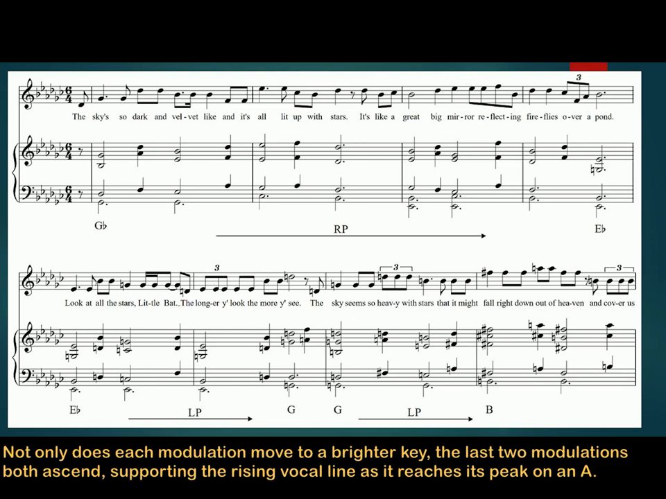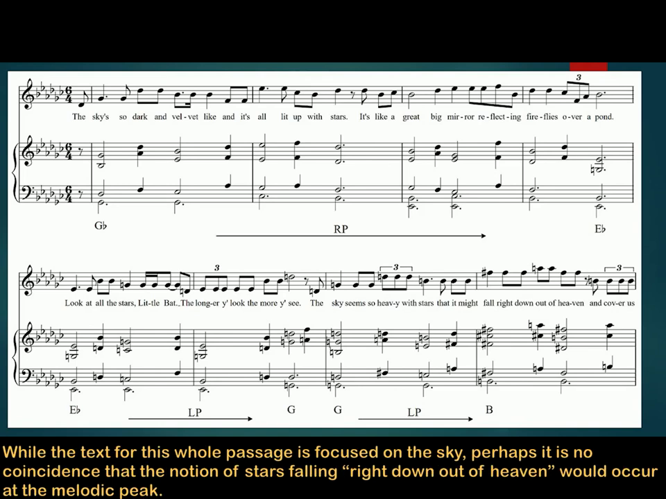Not only does each modulation move to a brighter key, the last 2 modulations both ascend, supporting the rising vocal line as it reaches its peak on an A. While the text for this whole passage is focused on the sky, perhaps it is no coincidence that the notion of stars falling right down out of heaven would occur at the melodic peak.